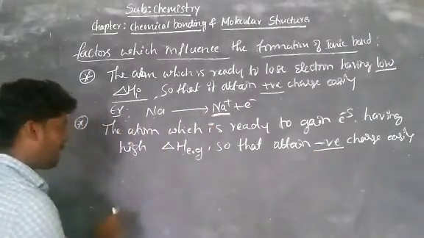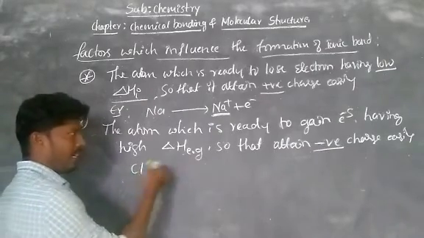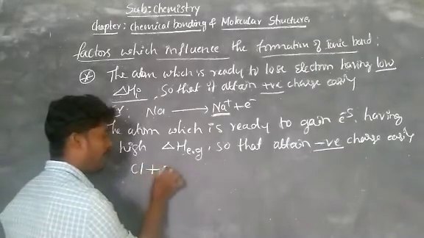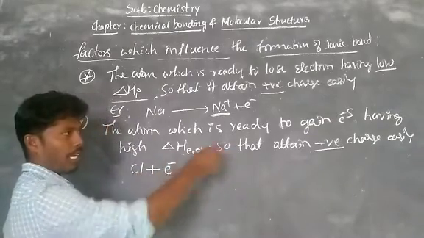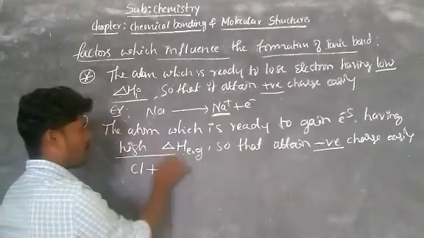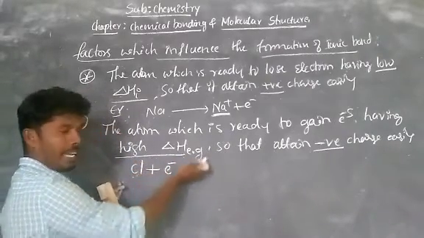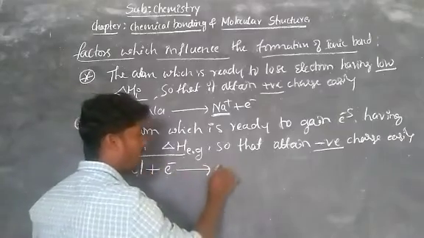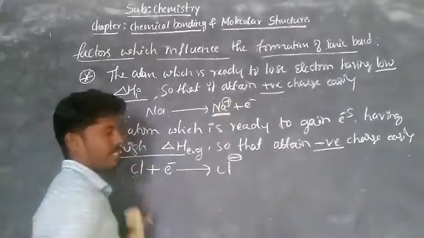Now for example, take chlorine. To attain 8 electrons in the outermost shell, it gains an electron easily. To gain this electron, it needs high energy. See, it has high electron gain enthalpy. So this chlorine having high electron gain enthalpy forms negative charge. That is Cl minus, here Na plus.